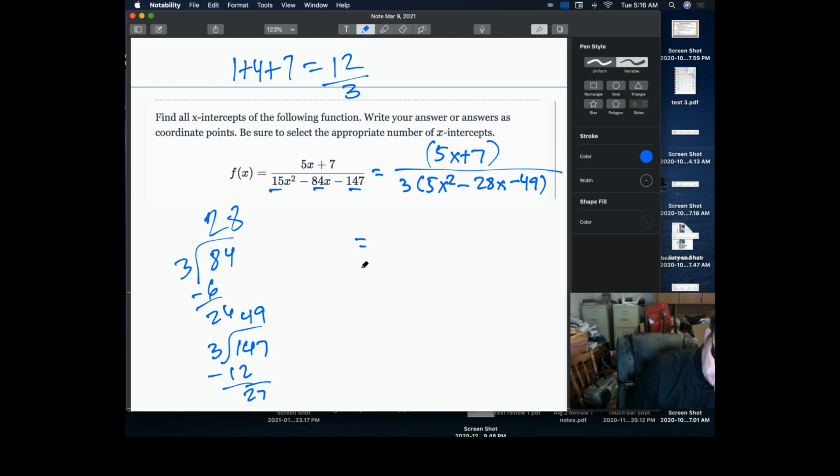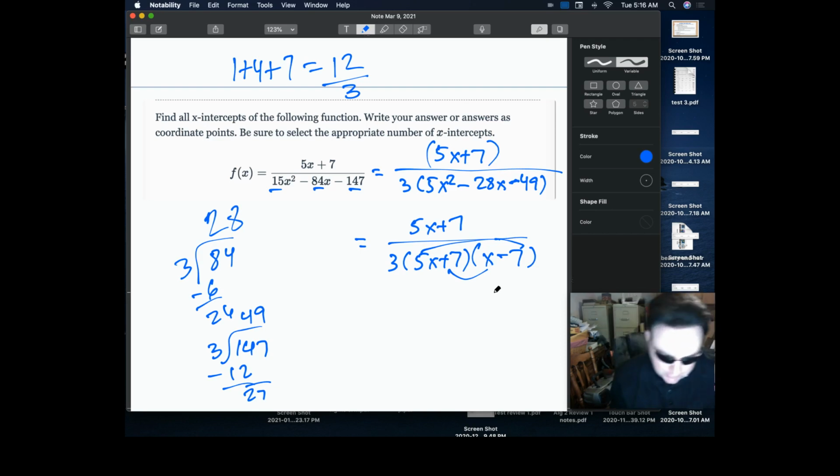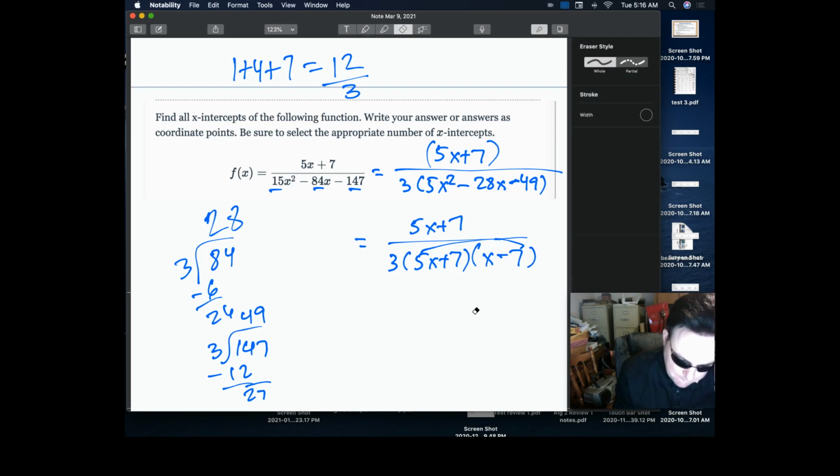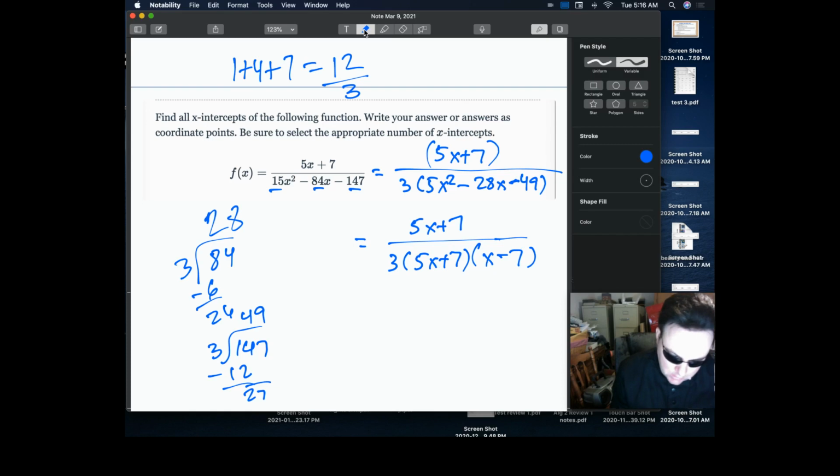Then I'm going to take the bottom one and factor it out. I'm going to say, hey, I bet you 5x plus 7 is one of them. And it's got to be x minus 7 because, again, it's negative here. Let's see if that works. That's -35. That's 7. -35 plus 7 is -28. Yep, look at that. Beating the system. Okay, so it factors out like such. 5x plus 7 is going to cancel out. We're going to be left with 1 over 3 times x minus 7.